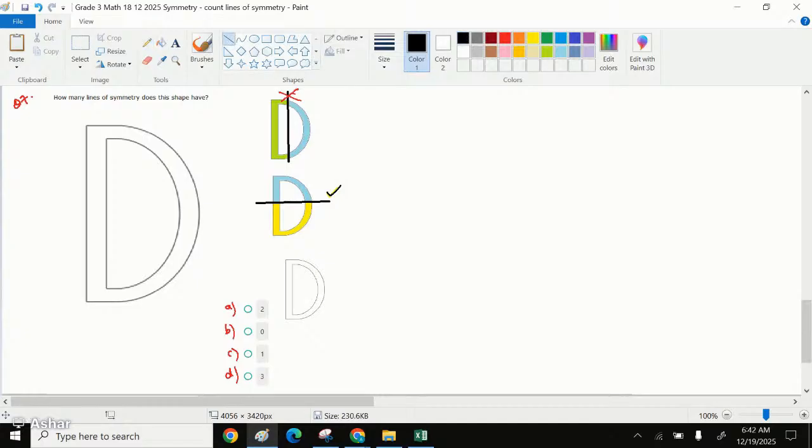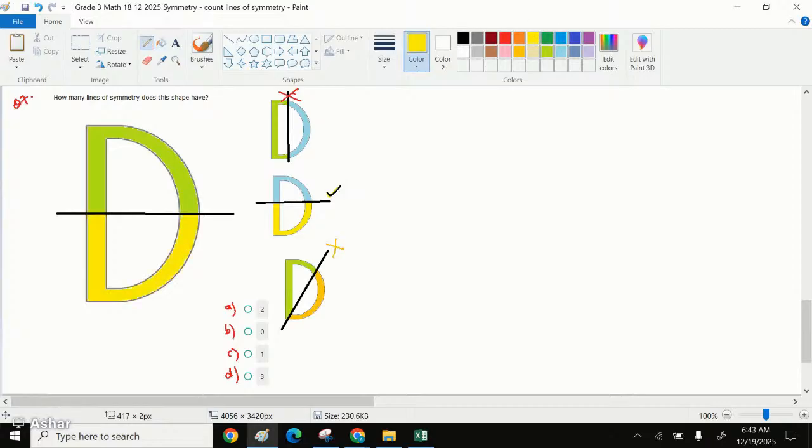If we draw a diagonal on it, can we say the shape is exactly the same? This shape and this part of the shape, it doesn't look the same. So we say this is not a line of symmetry. That means how many lines of symmetry are there? There is only a single line of symmetry passing through the center, where the upper part of the shape is equal to the lower part of the shape. And the correct answer is option C, because there is only one line of symmetry, right?